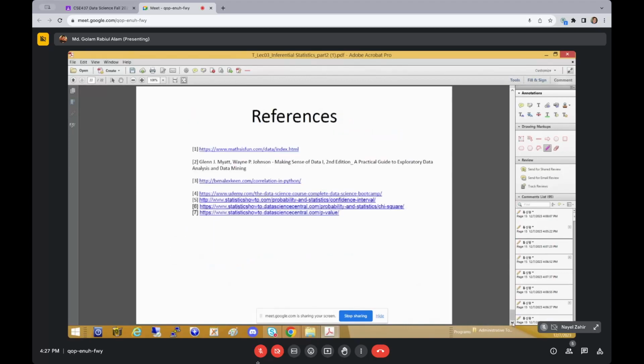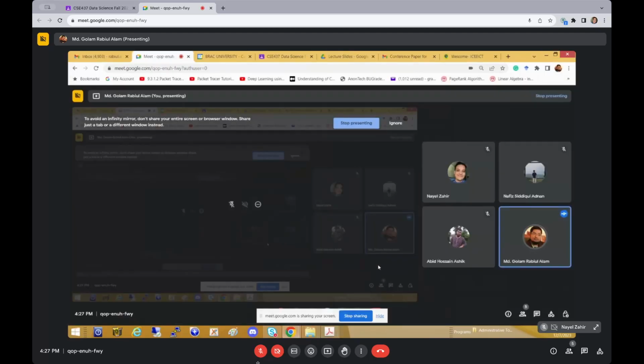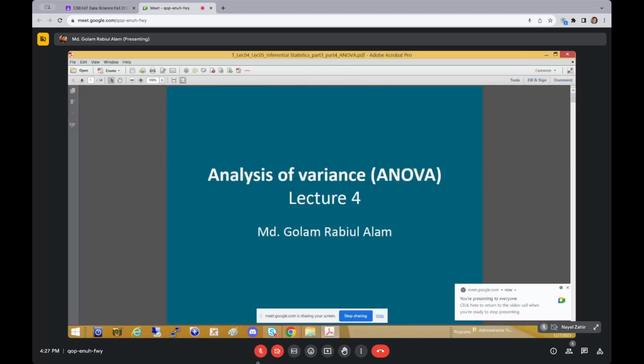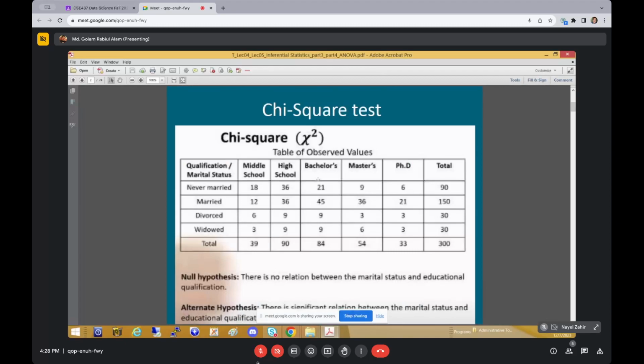Now I think we can continue our discussion on the chi-square test. We have already shown the result for homogeneous data, but if there are many categories, not only one category, then how can we apply our chi-square statistics? So now here we can see the chi-square test in this case.